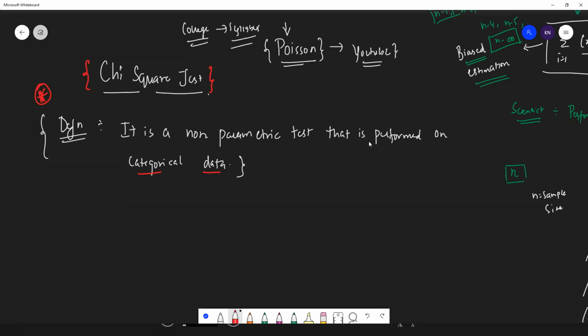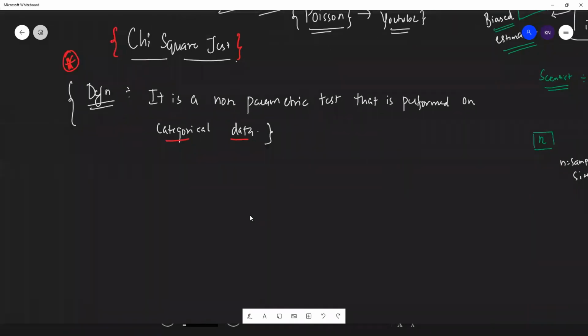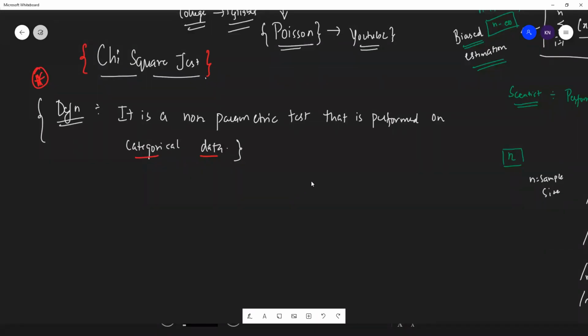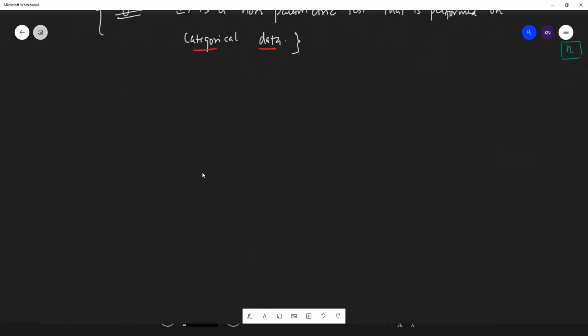It is a non-parametric test that is performed on categorical data. Okay. Now, very simple, right? Whenever you have categorical data, whether you have 2 to 3 categorical variables, in order to find out the relationship between categorical data, you perform some kind of test. Okay. We'll see some examples and then you'll try to understand it. Okay. Now let's go ahead.